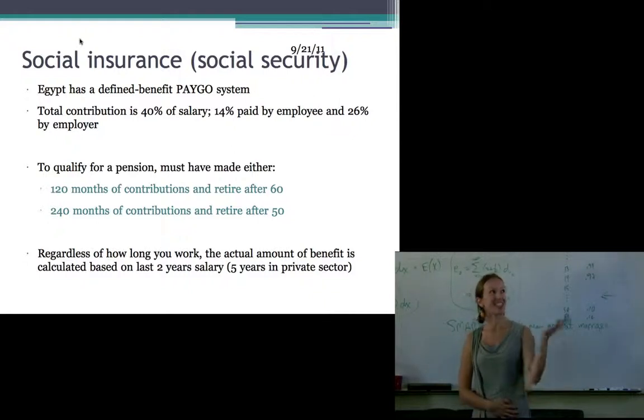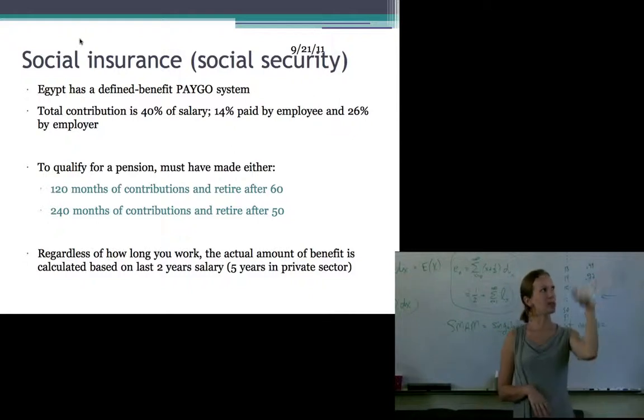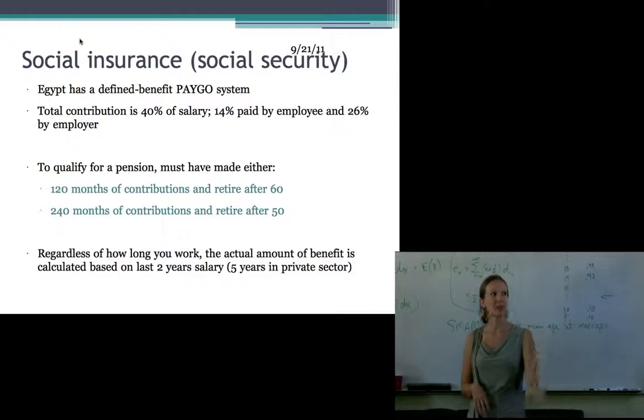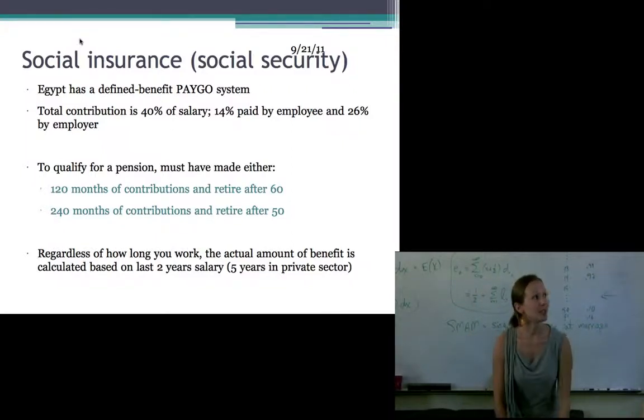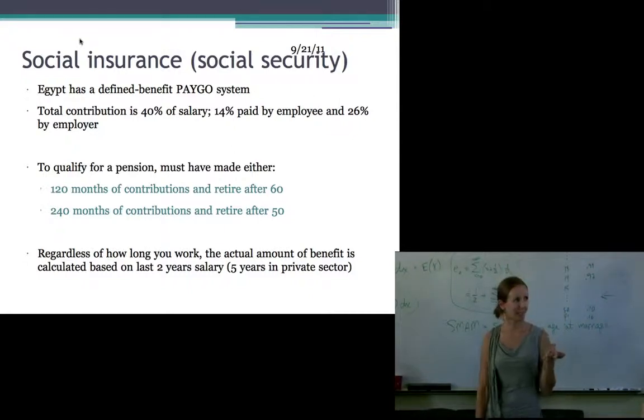In terms of social insurance, this is what I'm going to focus on the rest of the paper. This is basically Social Security, because this is the one thing I found that a lot of people seem to have access to. I'm going to bore you with a couple of the details of how this works, because I think it actually matters to the analysis later on. Egypt has a very poorly structured social security system. It's a defined benefit pay-go system. I'm sure if Ron were here, he would have lots of things to say about that. Your total contribution is really high. It's 40% of salaries, 14% paid by the employee and 26% by the employer. So right here is why a lot of employers don't like to cover their employees.